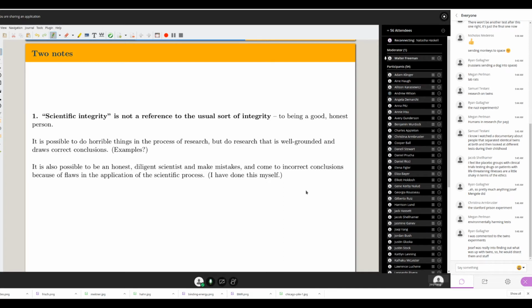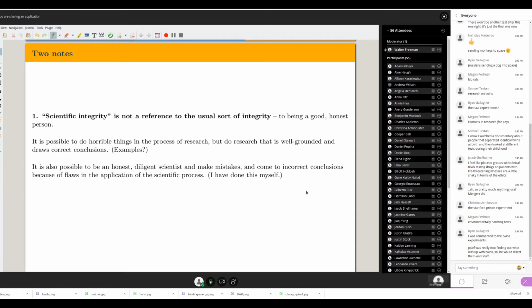I've done this myself, right? As the notes say, I was in a hurry to get a result done in time for a big talk I was giving, and I made some mistakes, and I wasn't sufficiently skeptical of my own work to double check what I had done enough. And I wound up presenting some results that were not correct. And I had to go back later and say, I screwed up. So this is a thing that happens.